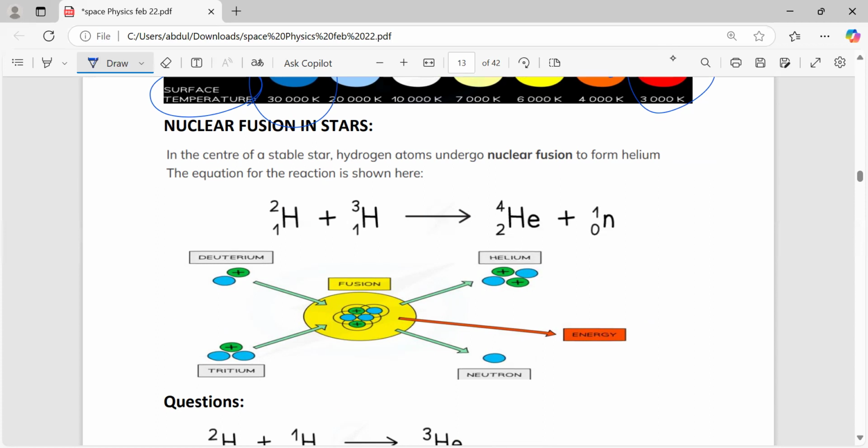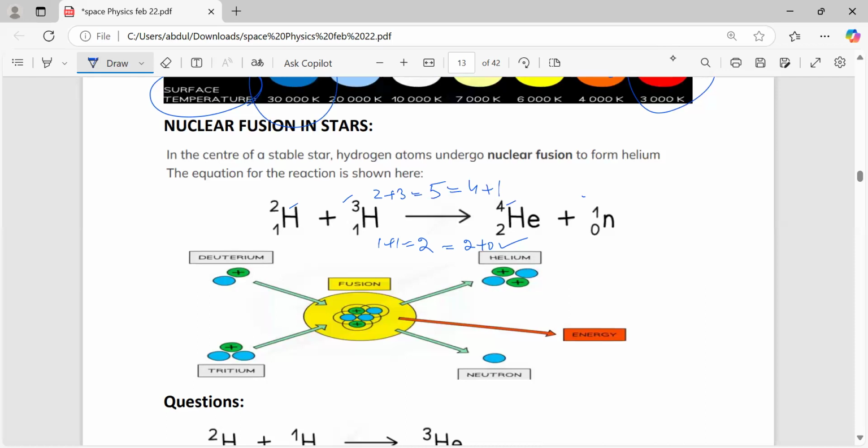So 1 plus 1 is equal to 2, that is equal to 2 plus 0 equal to 2. So proton number is conserved. We need to check that any equation will be viable, workable, only if the proton number is conserved and the mass number or nucleon number is also conserved. Now what about the nucleon number? It is 2 plus 3 equal to 5, and that is equal to 4 plus 1. So it is also equal to 5. So the equation is workable, correct?